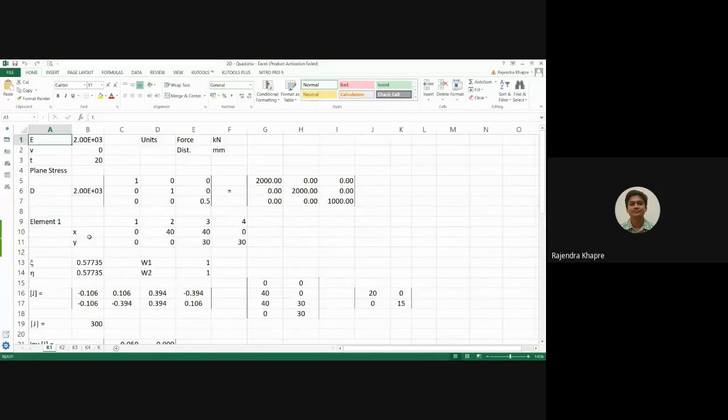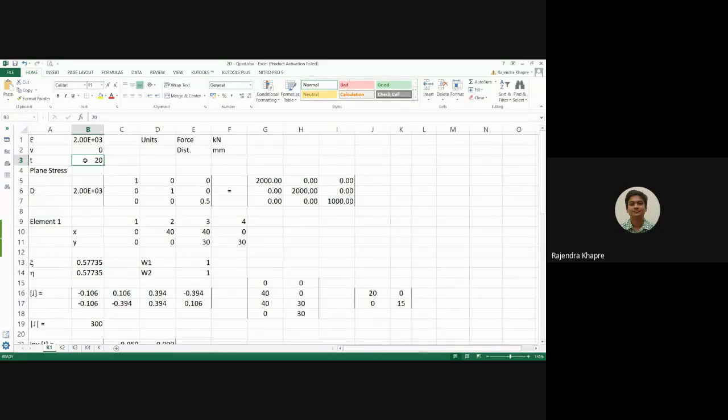So let me explain the problem first. Basically it's a plane stress problem. The value of E is given to you, the value of mu is given as, let us say, 0, and the thickness of the plate is given as 20 millimeters.